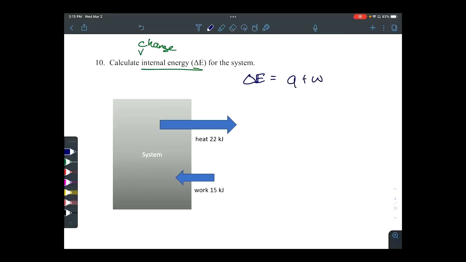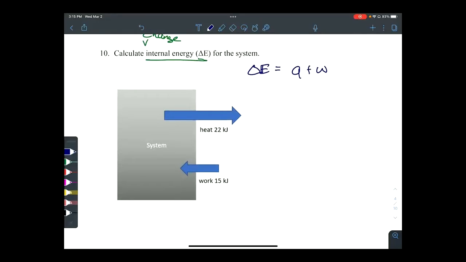Q plus W. So if you didn't put too much thought into this question, you might just add up the numbers 22 and 15. Right? That's what someone might do. But the signs here are really important.